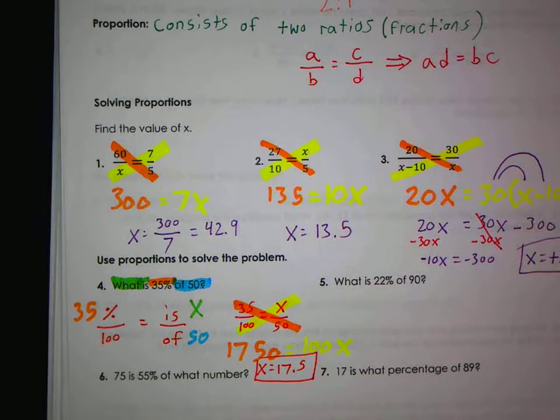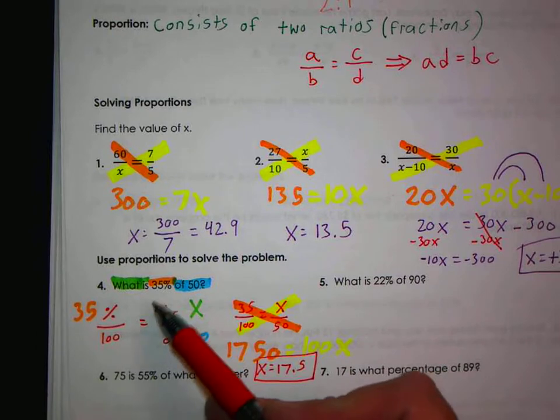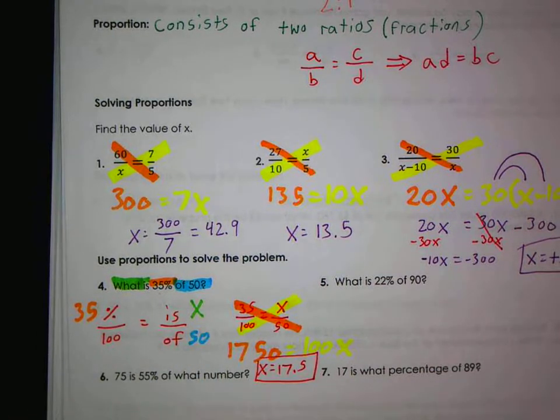You would get the same thing had you just done 0.35 times 50. Probably how I would do it. But if you get really confused with percentages, I recommend the proportion. Does that make sense? But if you do 0.35 times 50, you should get 17.5.